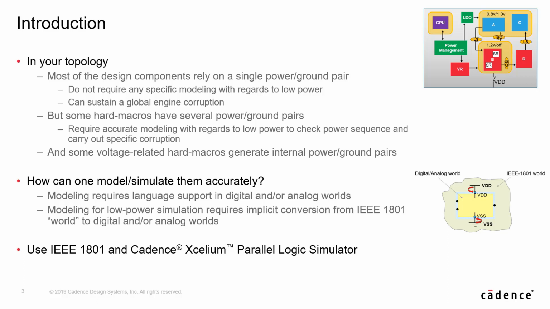However, if you model for low power simulation, it will require an implicit conversion from the IEEE 1801 standard that you are going to use to model your power intent into these digital and analog worlds. You will describe your power intent, for example, here a VDD supply port and a VDD net, and at some point in time you need to do a conversion to the world of your design, meaning to the digital element or the analog piece. The question is how you can do that, and what is the support of the 1801 standard with the Cadence Xcelium Parallel Logic Simulator. This is what this webinar is about.